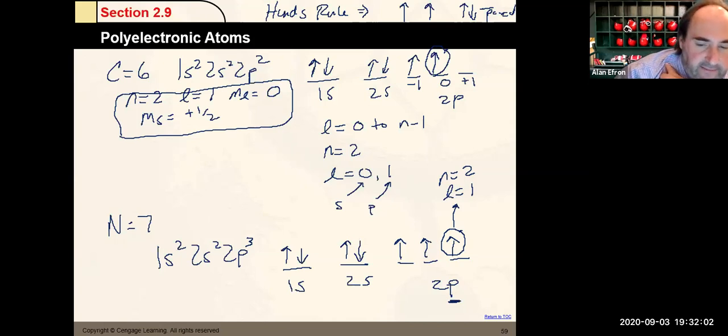And now for the M sub L, again, remember, it just kind of runs in order. So this is -1, 0. And we now see that that electron is hanging out in the +1. So that would be our M sub L equals +1. And lastly, our spin is going upwards, so that would be +1/2 in terms of the spin. Any questions on that one?